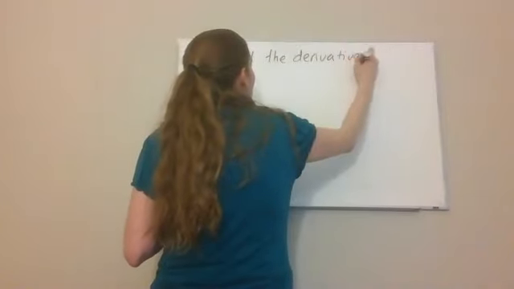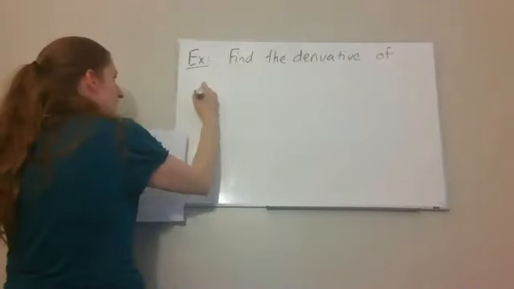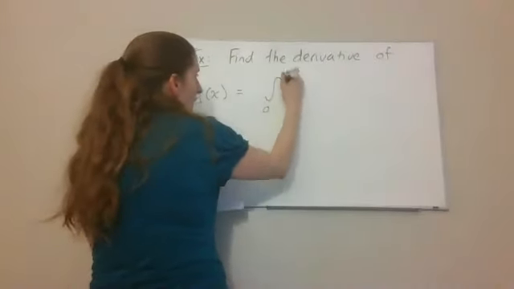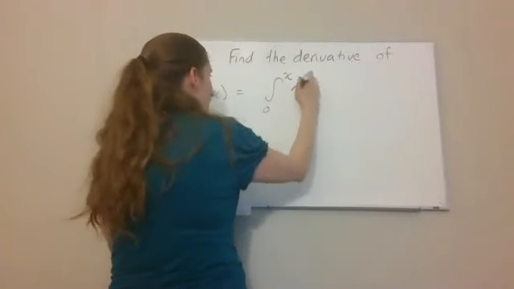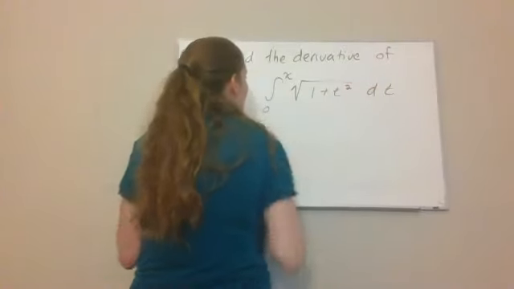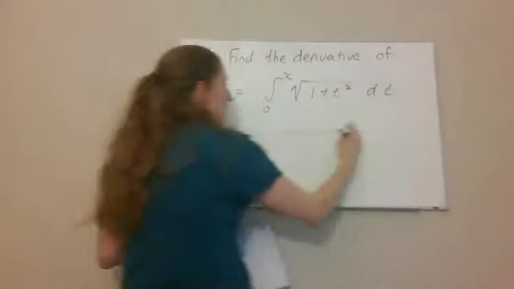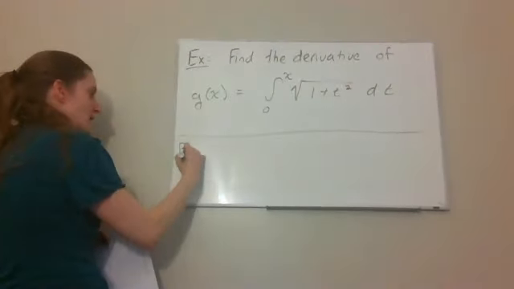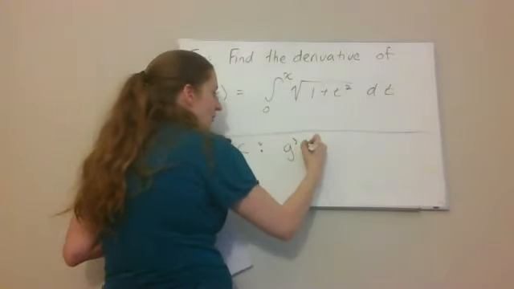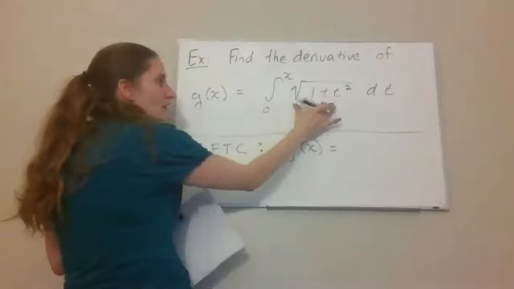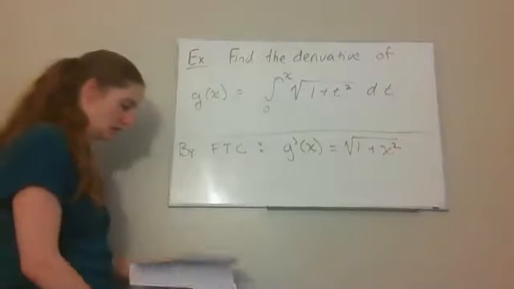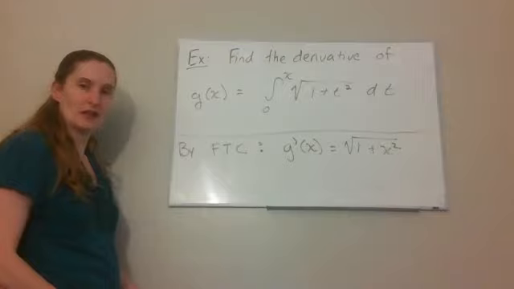So find the derivative of g of x, which is equal to the integral from 0 to x of the square root of 1 plus t squared dt. And I know by the fundamental theorem of calculus, my g prime is going to be exactly equal to the function that I'm integrating with the x plugged into it. And that's literally all we have to do.